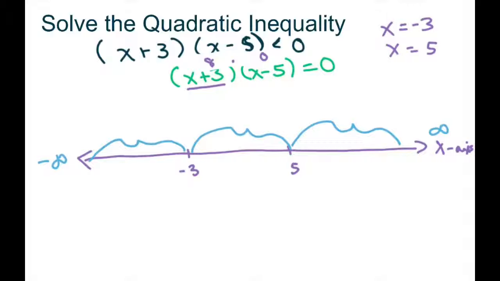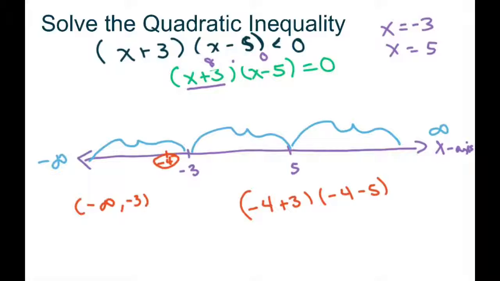So what you do is you choose a number that's in between negative infinity and negative 3. And I always choose the closest one to negative 3. So I'm going to choose negative 4. Now we're going to see if this produces a positive number or a negative number. So that would be from your y value. When I plug in negative 4, I have negative 4 plus 3, negative 4 minus 5. We're just going to evaluate right now.